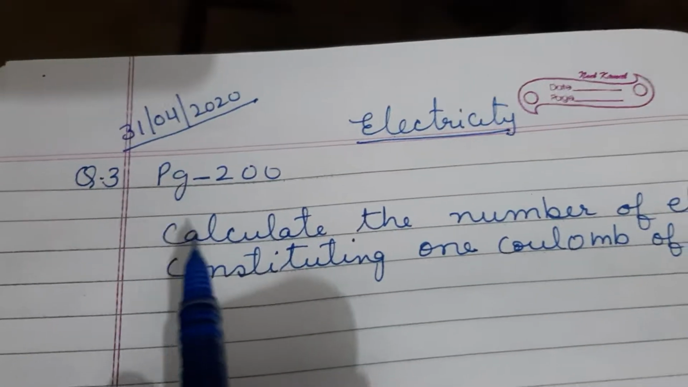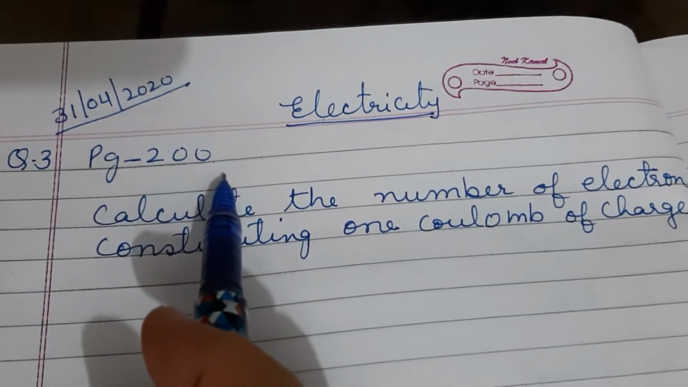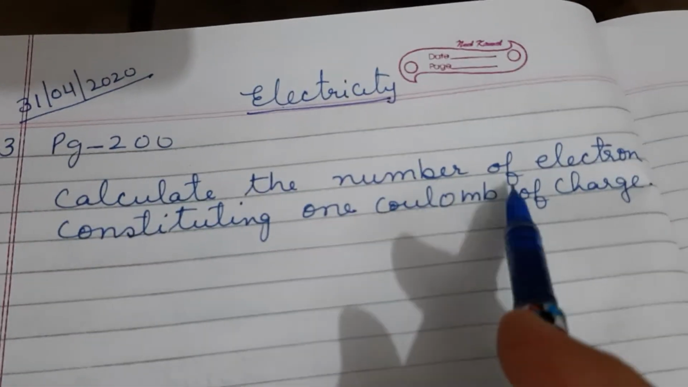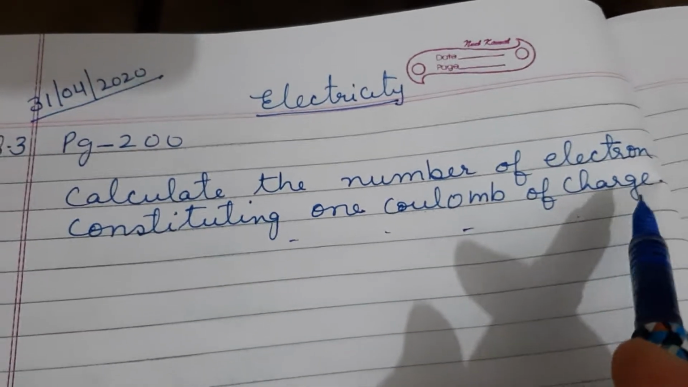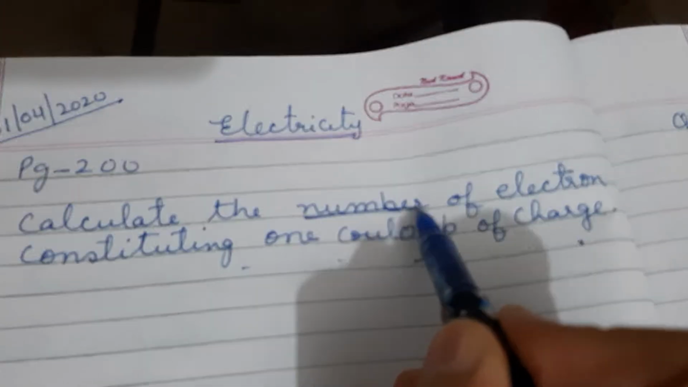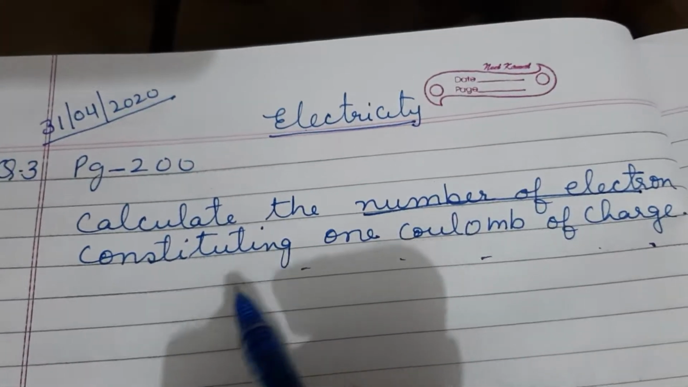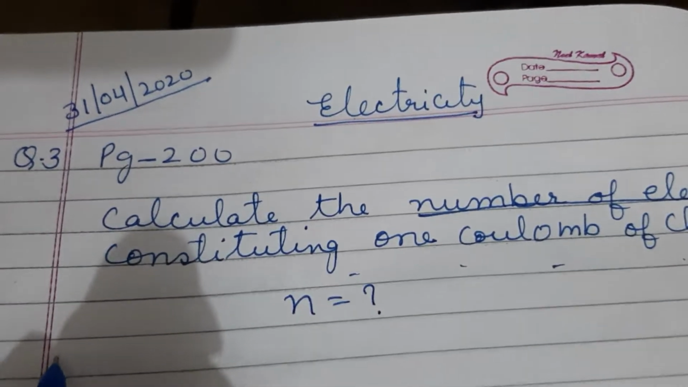Children, today we are solving some numericals. First I am solving question number 3, page number 200. Calculate the number of electrons constituting one coulomb of charge. So we have to find out the number of electrons, and we have to find out what is given.